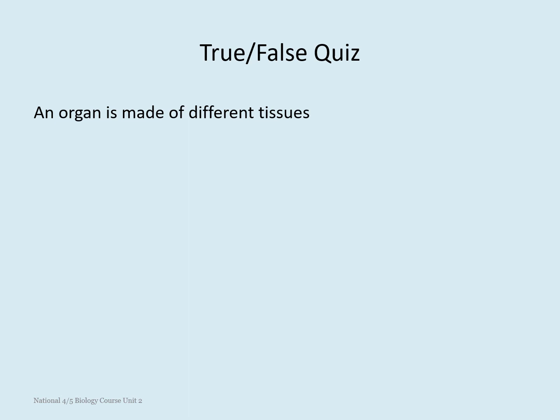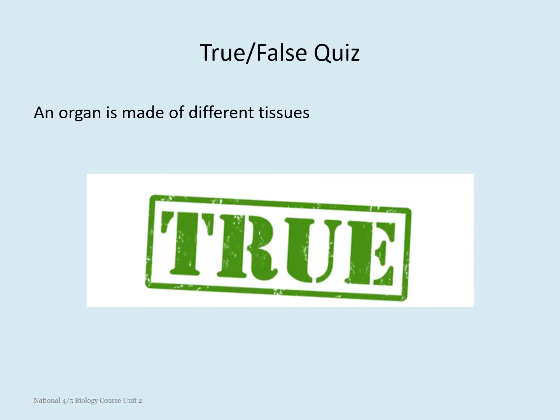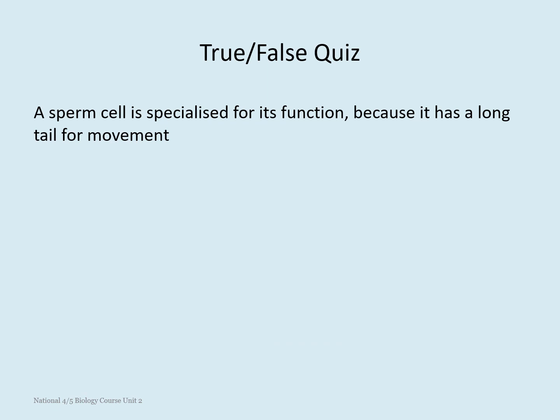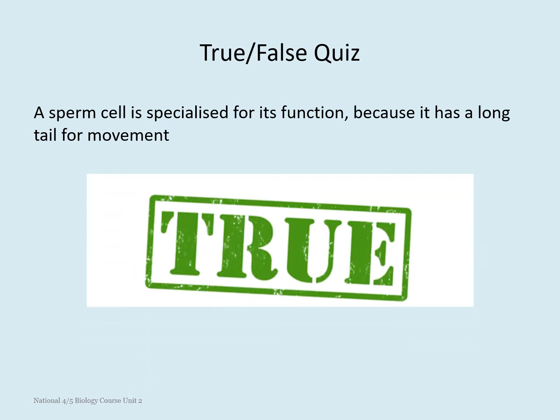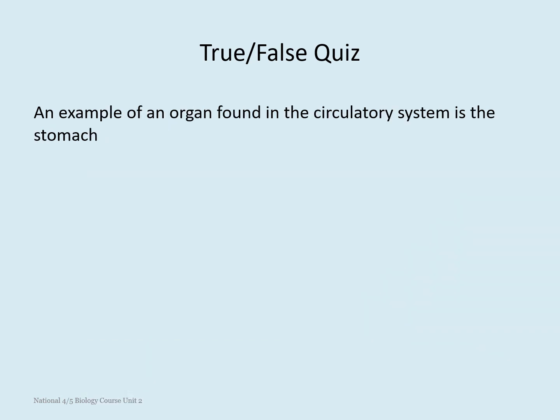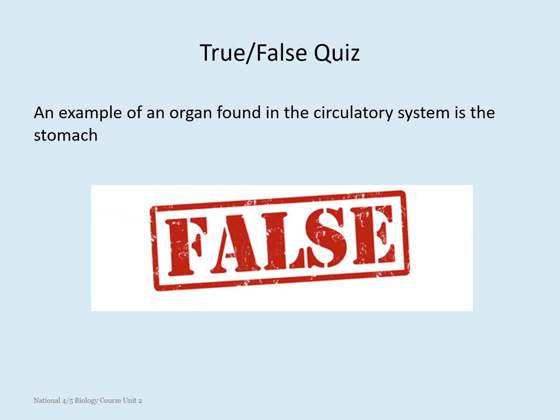An organ is made of different tissues. Is that true or false? The answer is that it's true. A sperm cell is specialized for its function because it has a long tail for movement. Is that true or false? It would be true. An example of an organ found in the circulatory system is the stomach. Is that true or false? It would be false. The stomach would be found in the digestive system.